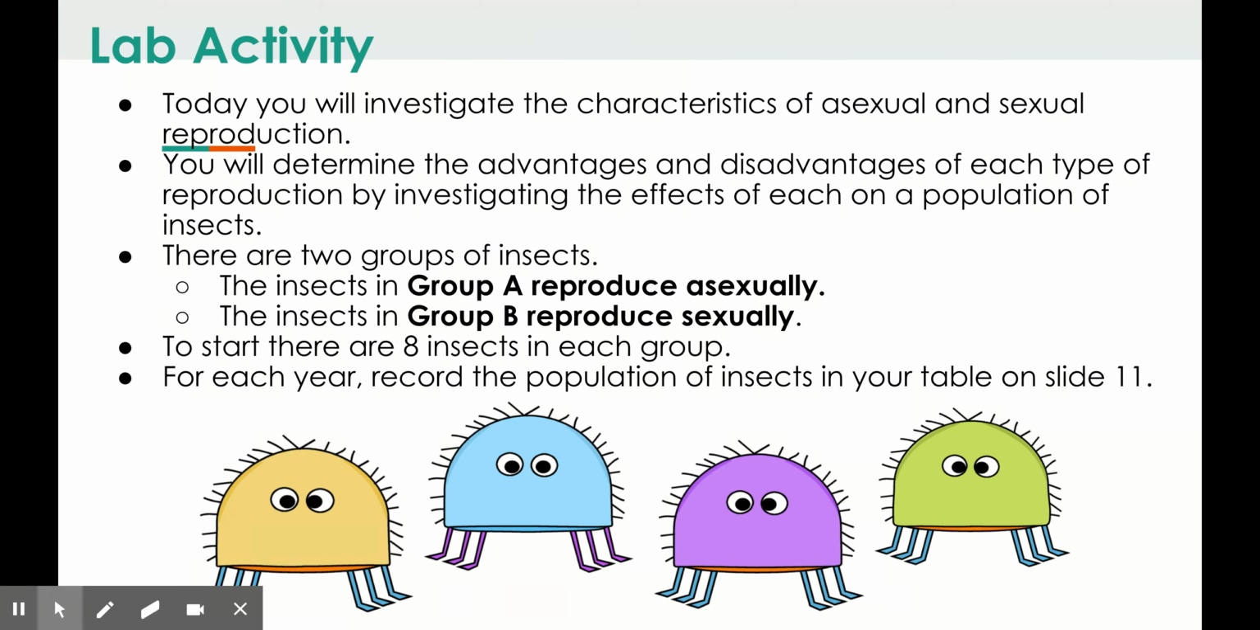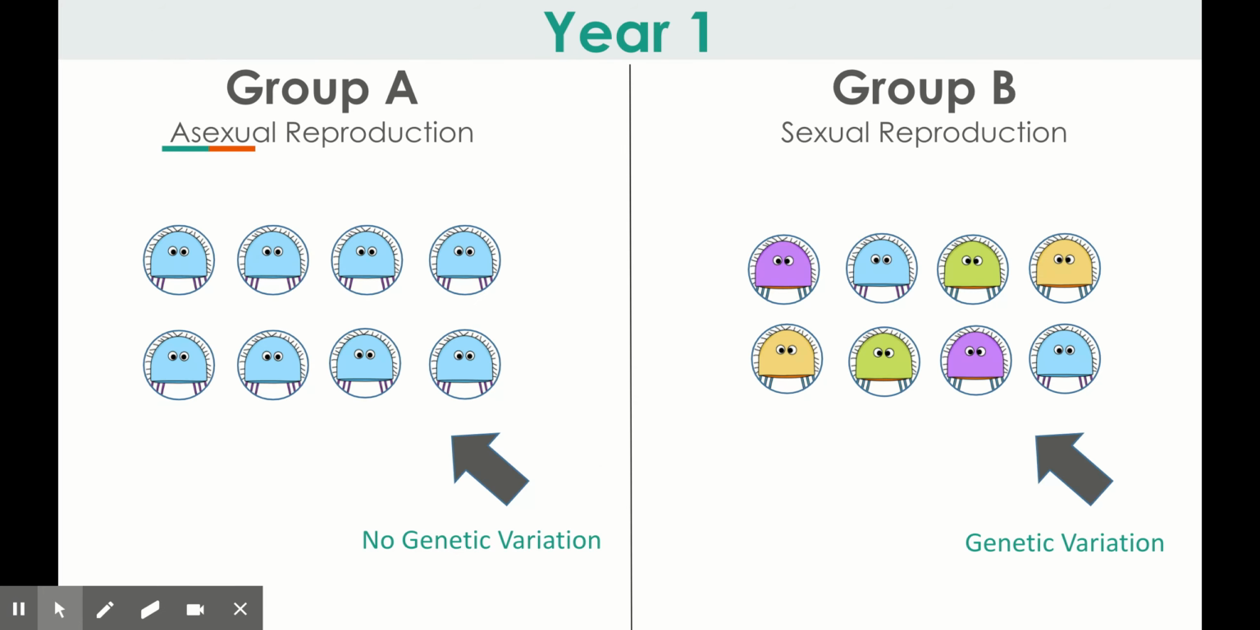Remember, asexual reproducing organisms only need one parent, and all the offspring will be genetically identical. Sexually reproducing organisms need two parents, and all offspring will be genetically unique. So you will start off with 8 insects in each group, and you're going to record all the population data on your table in slide 11.